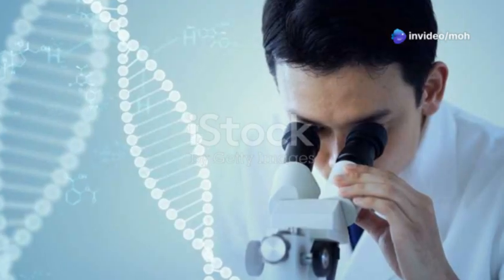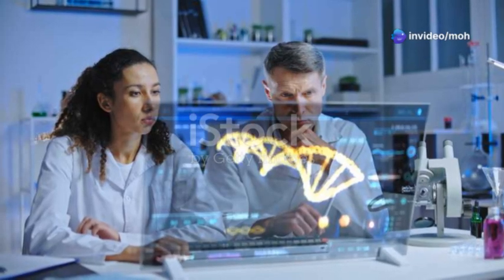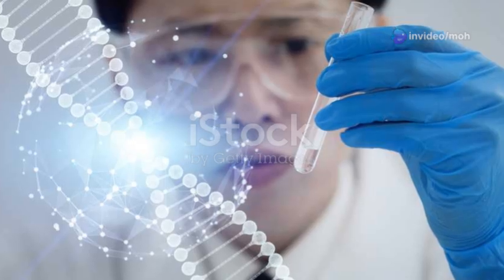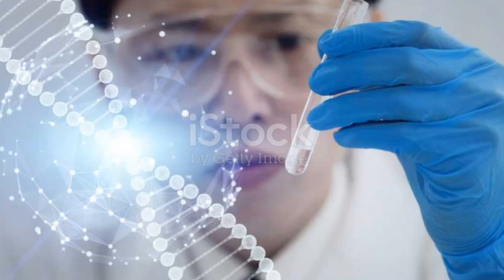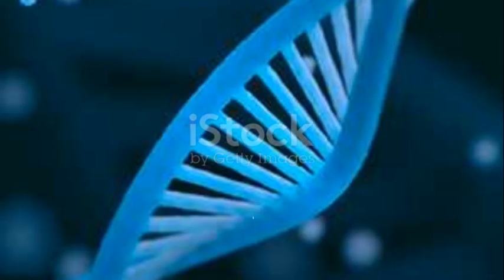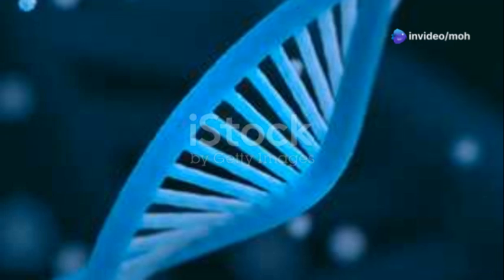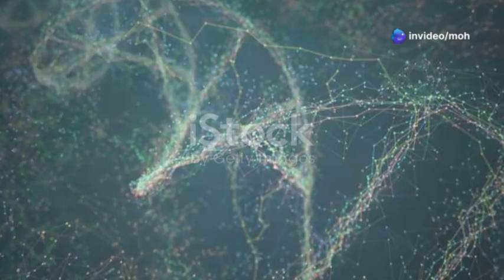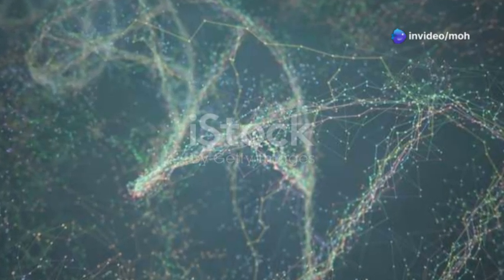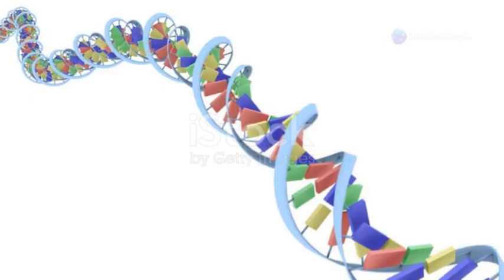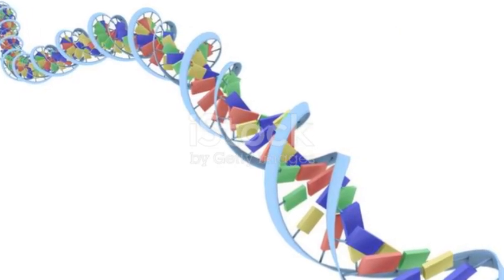Rosalind Franklin was a British chemist. She was a pioneer in X-ray crystallography. This technique uses X-rays to study the structure of molecules. Franklin's work was crucial to the discovery of the DNA structure. Franklin created high-resolution X-ray images of DNA. These images, particularly photo 51, were instrumental. They revealed the helical structure of DNA.